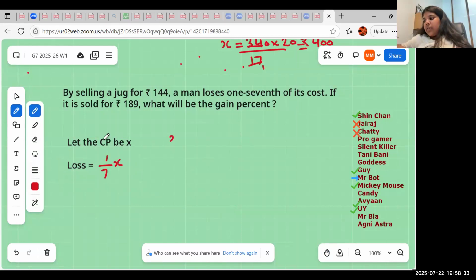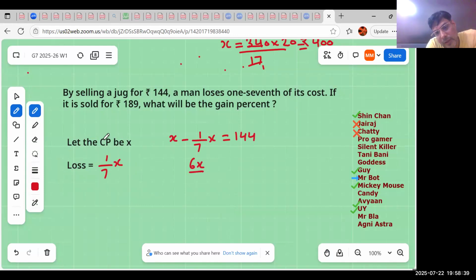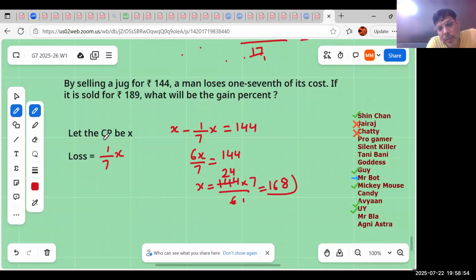Now what will be the equation? X minus 1/7x is equal to 144, which will be 6x upon 7 is equal to 144. X is equal to 144 times 7 divided by 6, that is equal to 168. Now 168 is the cost price and SP is 189.